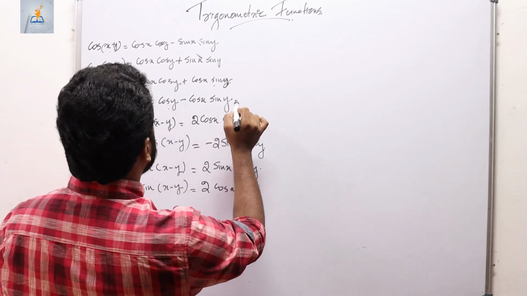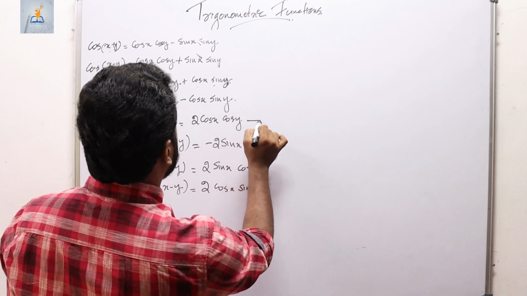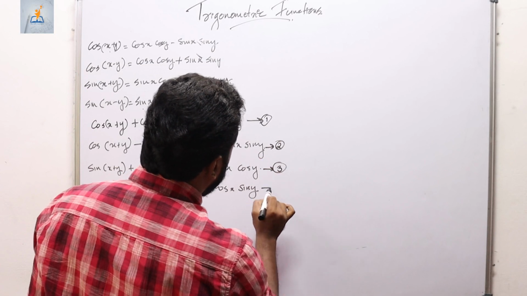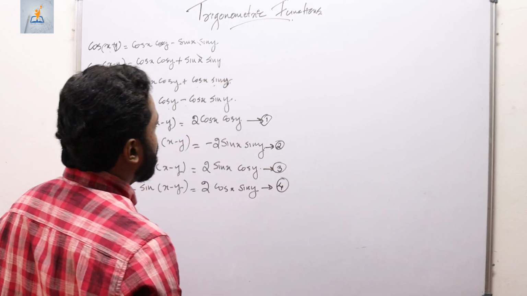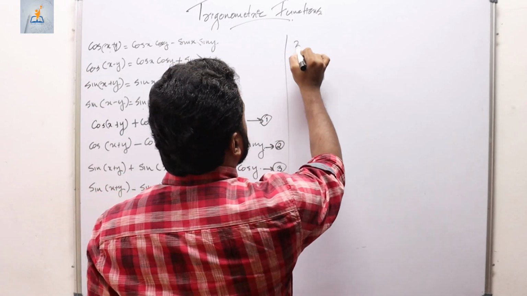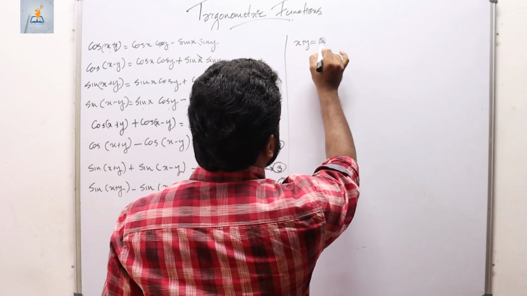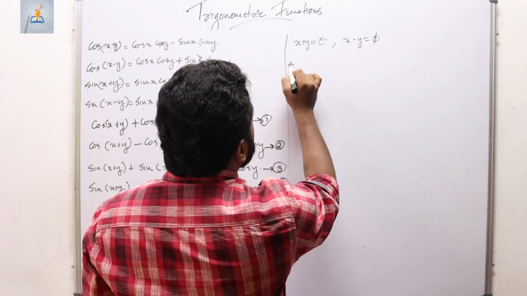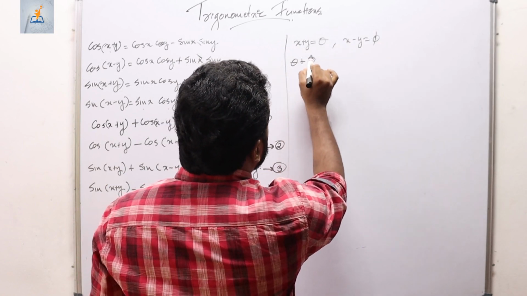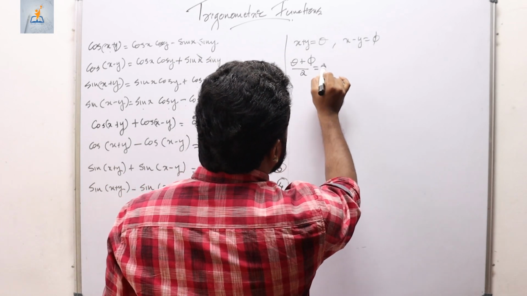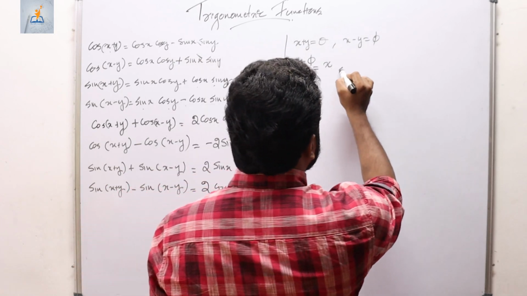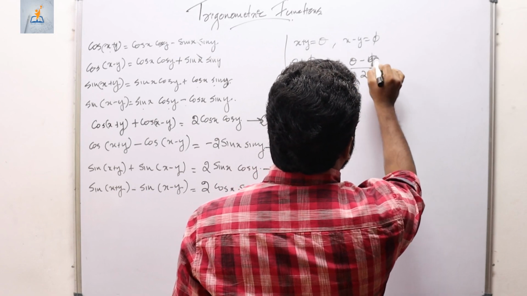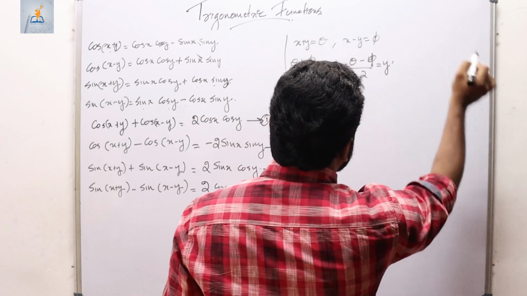Now let me mark this equation as equation number 1, then this as equation number 2, this as equation number 3, and the last one as equation number 4. Now let us substitute. Let x plus y be equal to theta and x minus y be equal to phi. Then (theta plus phi)/2 is nothing but x, isn't it? Again (theta minus phi)/2 will be y, isn't it?